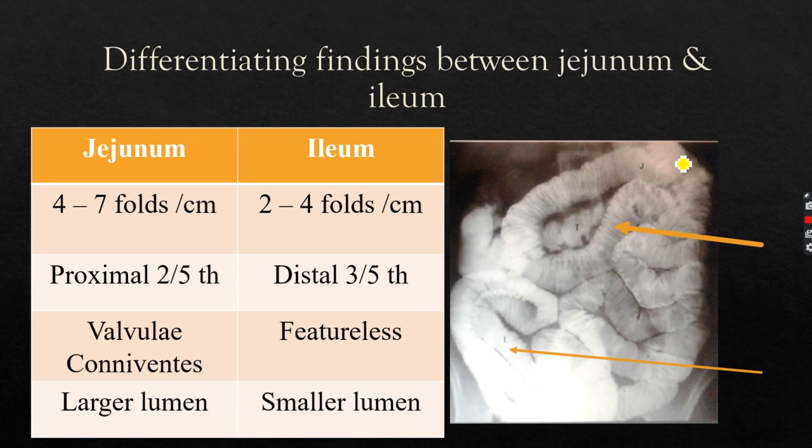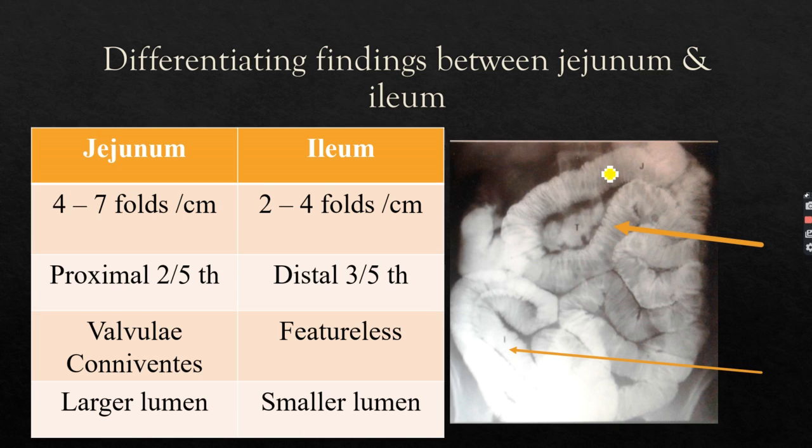As we are moving from proximal to distal towards the IC junction, these prominent mucosal folds are disappearing. And the ileum is almost featureless in enteroclysis X-rays. And jejunum has the larger lumen, you can compare here, as compared to the ileum. This is having a smaller lumen.